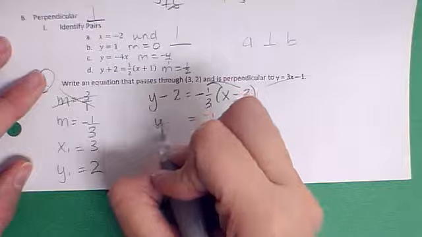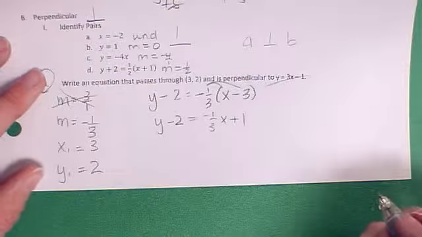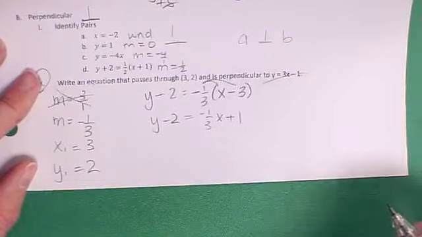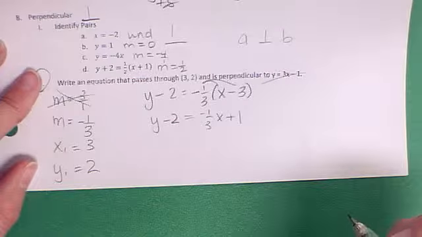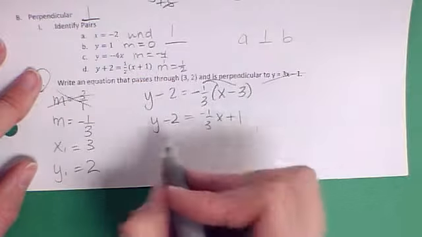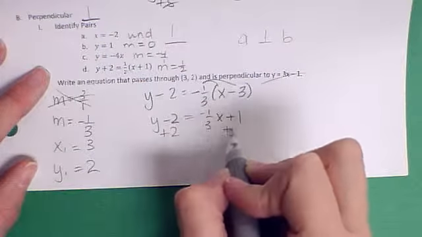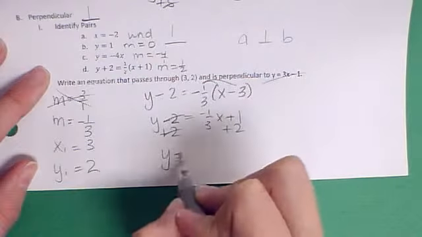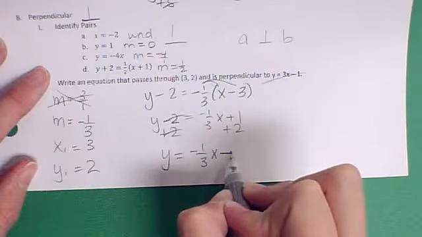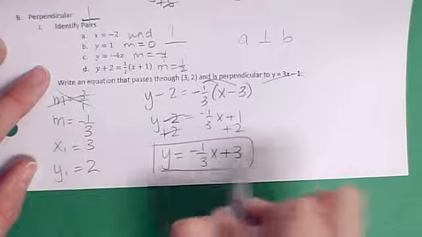If you're stuck on fractions, especially multiplying fractions, please use your calculator. Be sure to use parentheses. Remember, to do a fraction, you just use the division sign, and that should really help. Finally, to get y by itself, I'm going to add 2 to both sides. y equals negative 1/3 x plus 3. And that's my final answer.